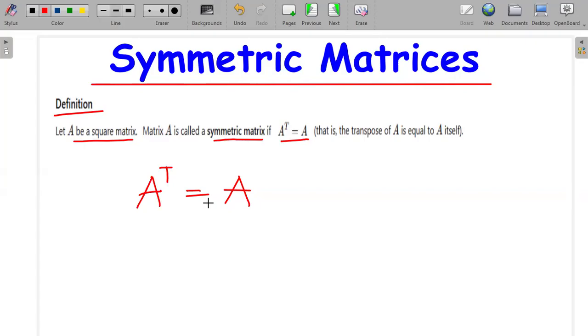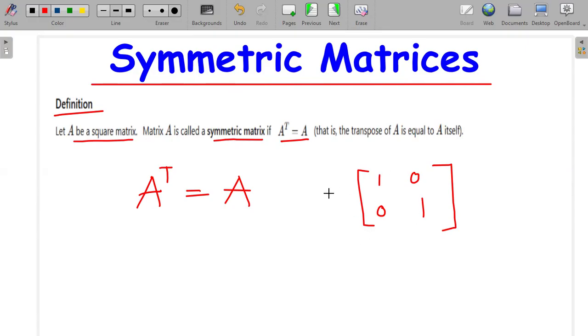What example can we give for symmetric matrices? It's very simple. Just get a matrix such that its transpose is the same as the matrix itself. Let's take this matrix: 1, 0, and then 0, 1. Will this matrix be a symmetric matrix?